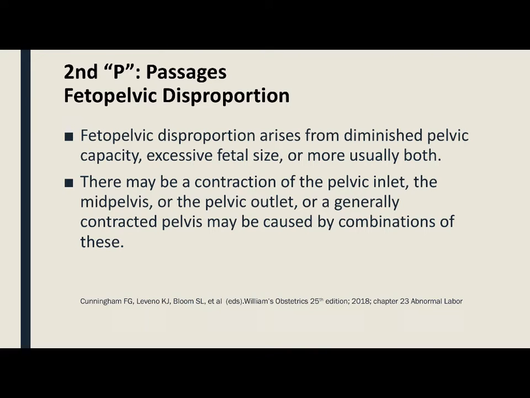Now we go to the second P, which is passages, and this usually refers to fetopelvic disproportion. Fetopelvic disproportion arises from diminished pelvic capacity, excessive fetal size, or usually both.